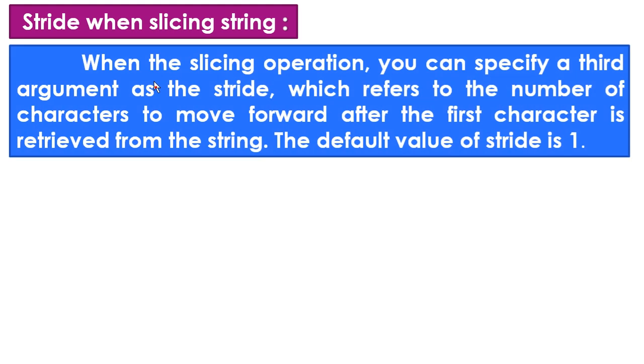Next one, stride. Stride when slicing a string. We are giving a third parameter here for striding. When slicing, you can specify a third argument as the stride, which refers to the number of characters to move forward after the first character is retrieved from the string. The default value of stride is 1. Here in the square brackets we give the third argument: start value, end value, and the gap of number of characters.